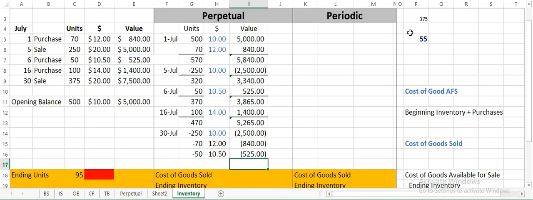And then that's not enough, because we should note that we are short 5 whole units. So we have to go to the next layer. This layer is completely done. This layer is completely done. We have this layer of 100 at $14. So what happens now is the remaining 5 we take from that layer. So 5 at $14.